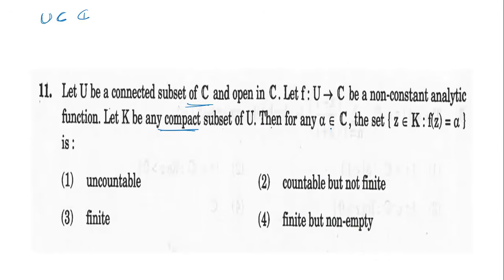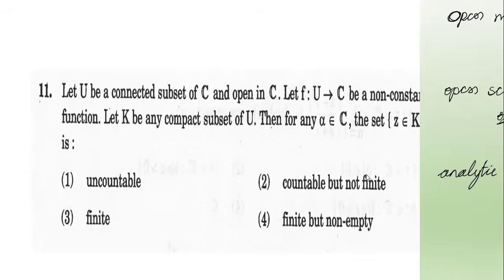Then for any alpha belongs to C, the set of all z belongs to K such that f of z is equal to alpha. Here they are telling K is compact. The option says f of z is equal to alpha is uncountable. This is wrong. Countable but not finite? See the concept.